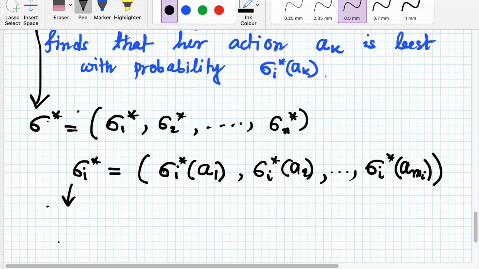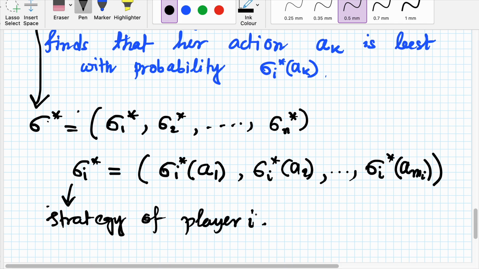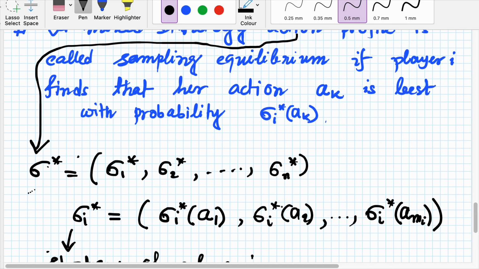This is the mixed strategy of player I. Now an action profile will be called a sampling equilibrium if a player I finds her action AK best, with probability the same as the probability with which it is played in the equilibrium, given the other players' strategies.